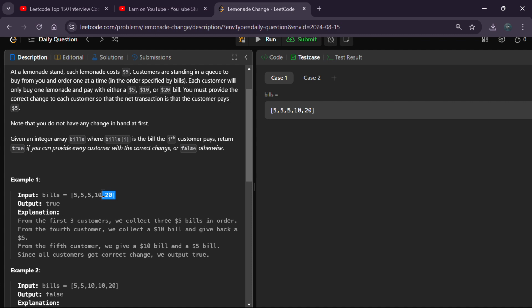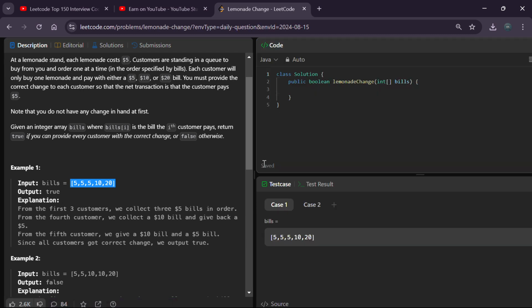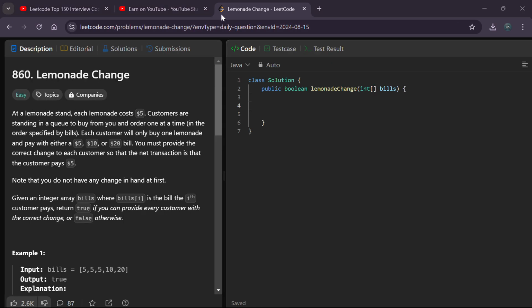It means for every transaction, we need to keep track of the number of $5 bills and $10 bills that came up in the previous transactions. So when we are unable to give change, it is because we have a shortage of $5 bills or $10 bills. Let's get started with the code.